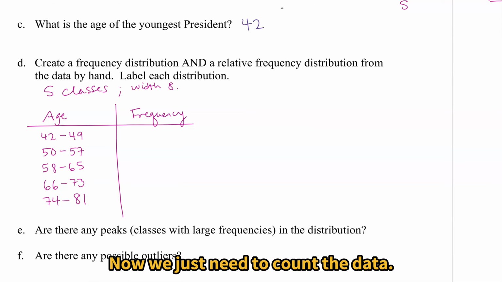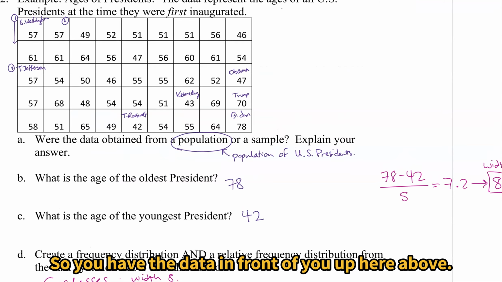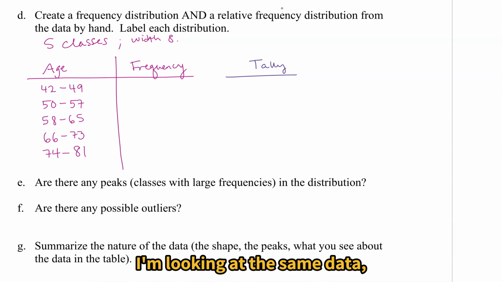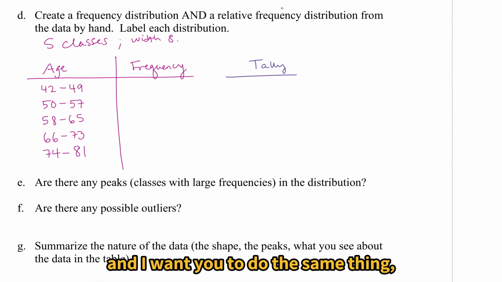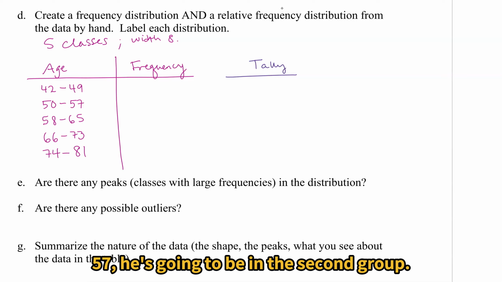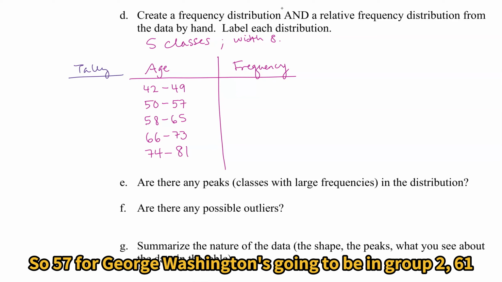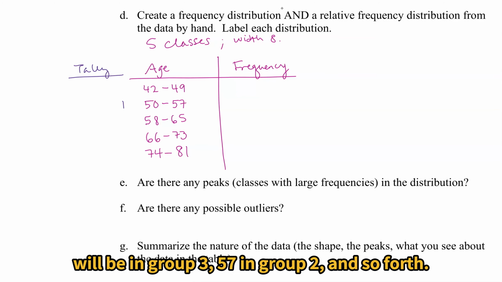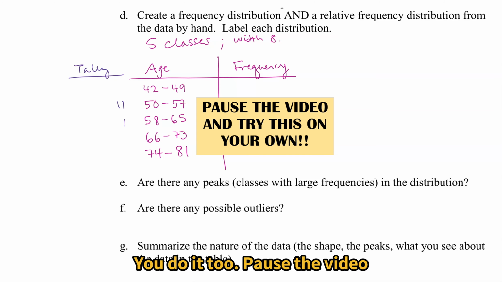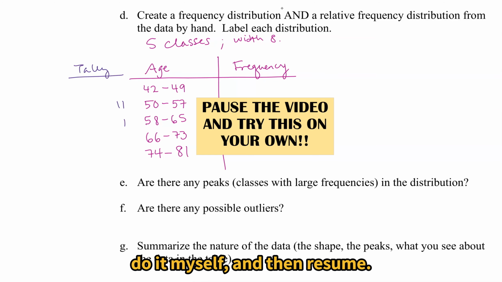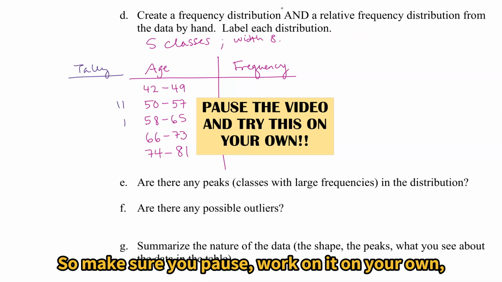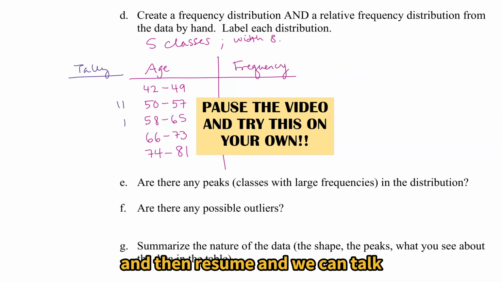Now we just need to count the data. So you have the data in front of you up here above. I'm looking at the same data, but I'm not going to have it up here on the screen. I'm going to go through and tally, and I want you to do the same thing. Start tallying. So George Washington, 57. He's going to be in the second group. So 57 for George Washington is going to be in group 2. 61 will be in group 3. 57 in group 2. And so forth. You do it too. Pause the video because I'm going to pause my recording, do it myself, and then resume. So make sure you pause, work on it on your own, and then resume, and we can talk about the tallies and the frequencies.